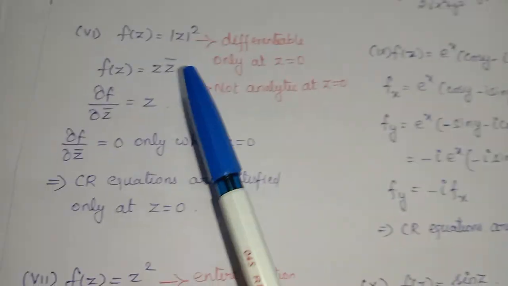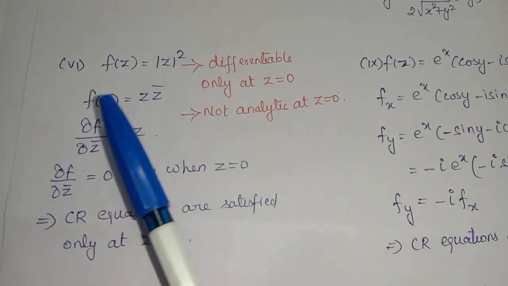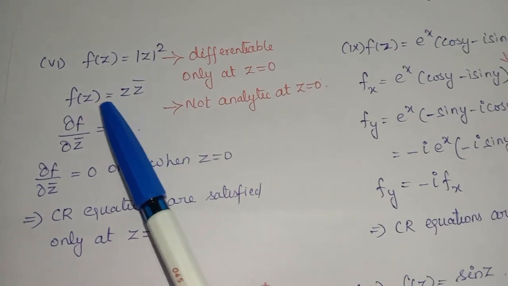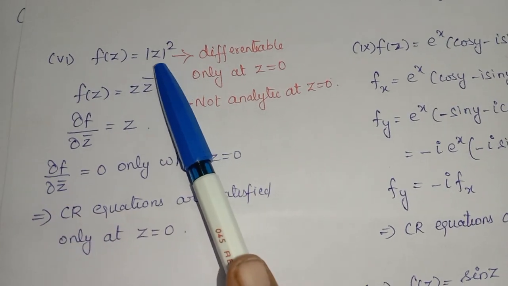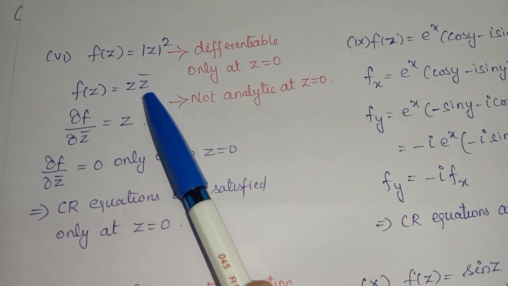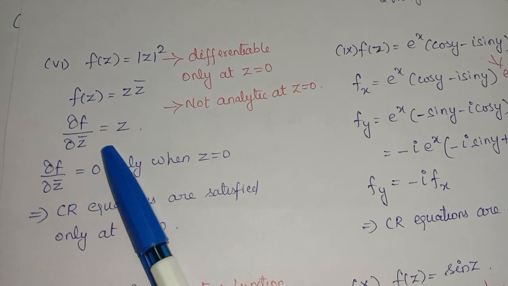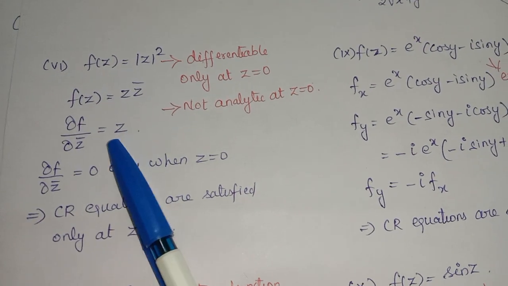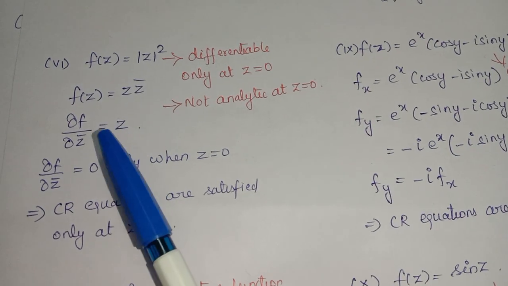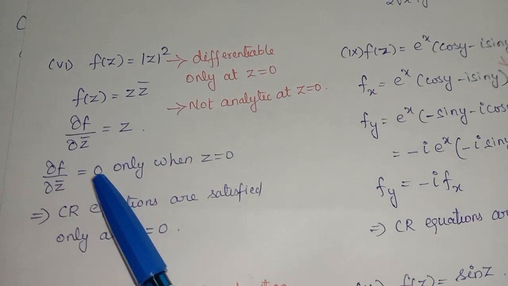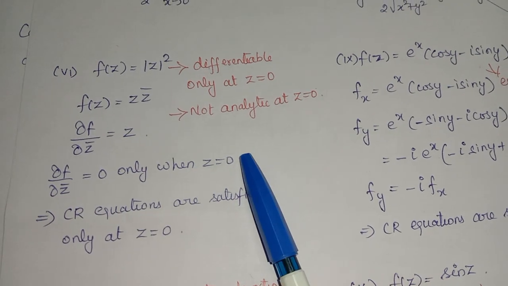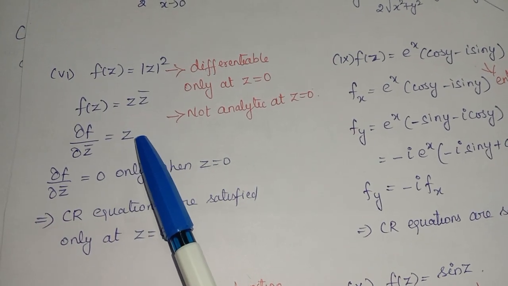f of z equal to mod z square. See, mod z square. So this problem also I am going to write in terms of z bar. We know mod z square equal to z into z bar. So dou f by dou z bar equal to what? z. Okay. So this is z, no. When will this become 0? This is equal to 0 only when z equal to 0. At all points this is not equal to 0.